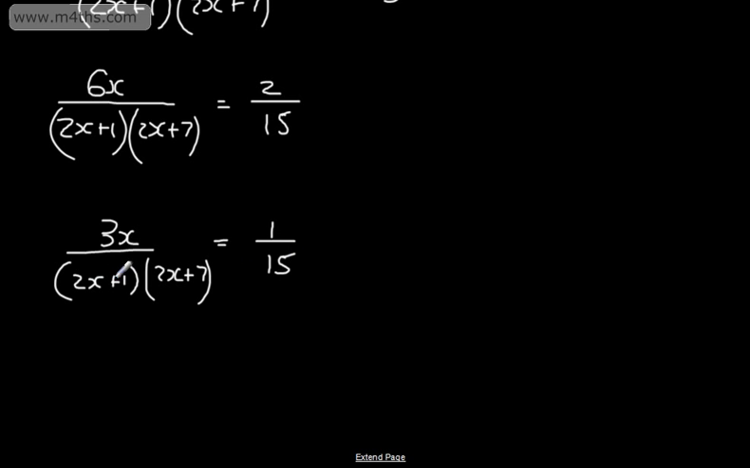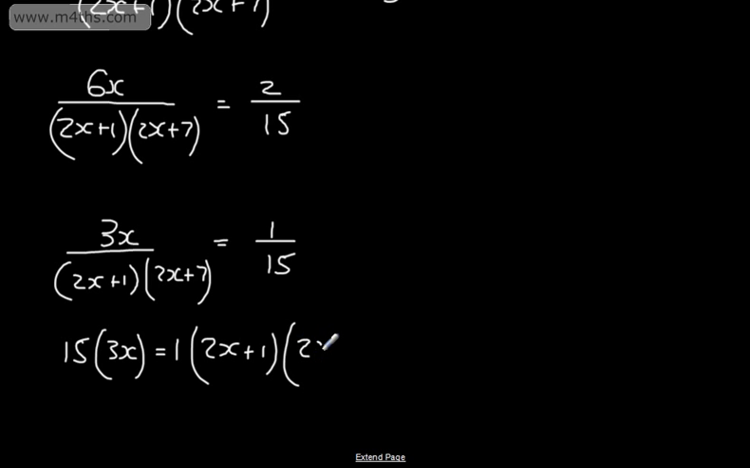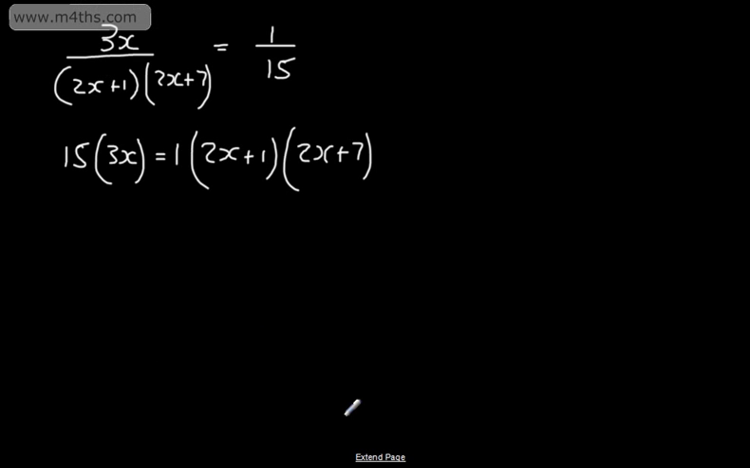So multiplying both sides now by the 2x plus 1 and then the 2x plus 7, and both sides by the 15, we're going to have 15 lots of 3x will be equal to 1 lot now, which has made it marginally easier, 2x plus 1, and then we've got 2x plus 7. So if we look at this on the left hand side, 45x, and then on the right hand side, 4x squared, plus 14x plus 2x, which is going to give me plus 16x, and then we're going to have plus 7, and that now will be equal to the 45x.